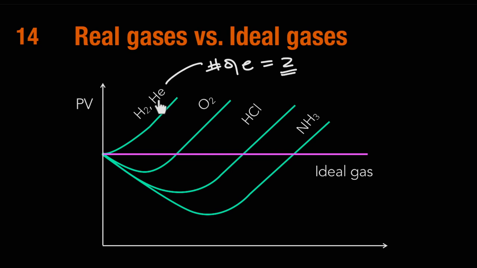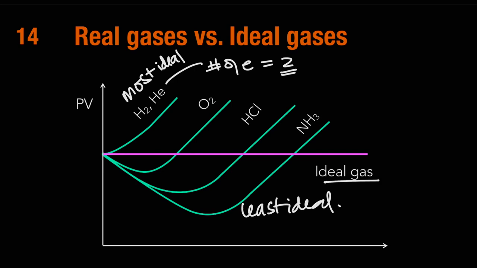Helium is monatomic, so it has two electrons. Hydrogen has one, but there are two of them. So both have only two electrons in the molecule. So the van der Waals forces are very, very low. They're so weak that they have no negative deviation. So your job in the exam is to know that the most deviation comes from the strongest intermolecular forces, which means they are the least ideal. And hydrogen and helium are the most ideal.